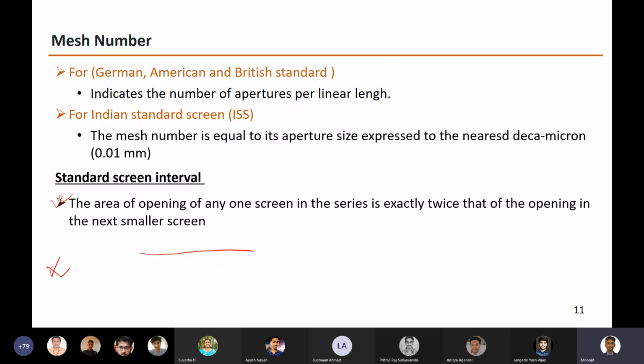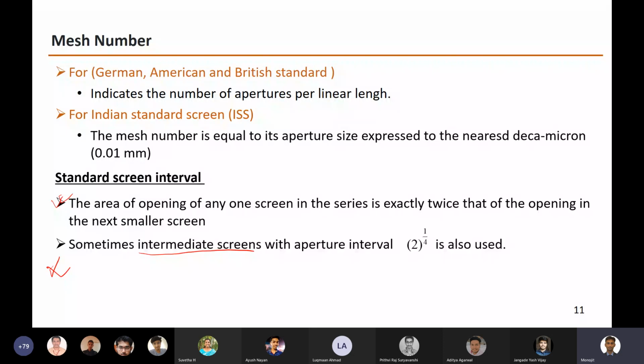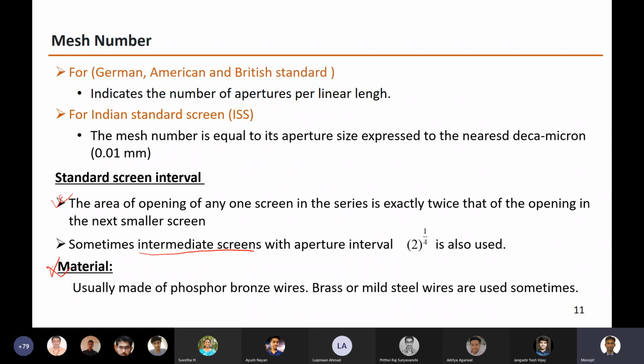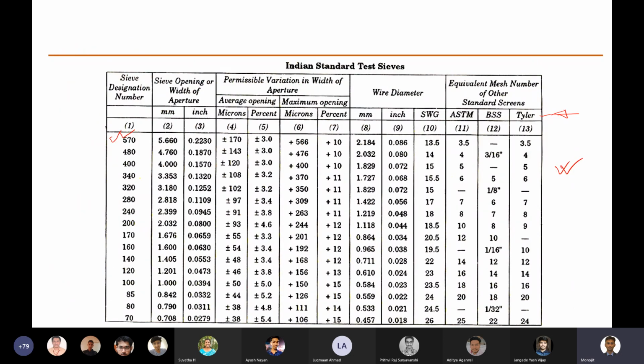Then the standard screen interval, which we have also seen: the area is twice that of the next screen, so the ratio of the length is √2. And if you have an intermediate scale, then the aperture interval is 2 to the power 1/4. This is a special one, and it would be specified in the problem or in the system itself. If nothing is specified, then the interval is √2, not 2 to the power 1/4.